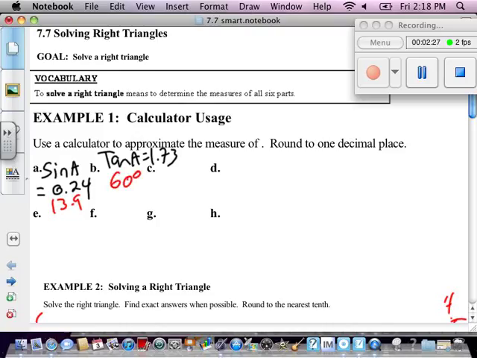Okay, while I'm going around and helping some people with your calculator, I want you guys to do C, D, E, and F. So the next four. Do the next four, and then I'm going to go over the answers.